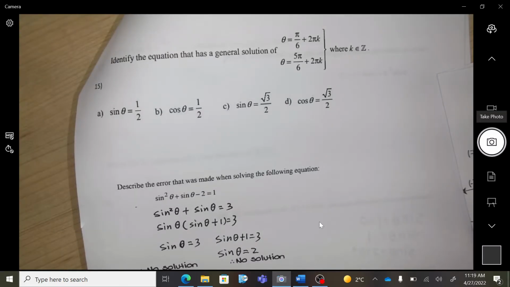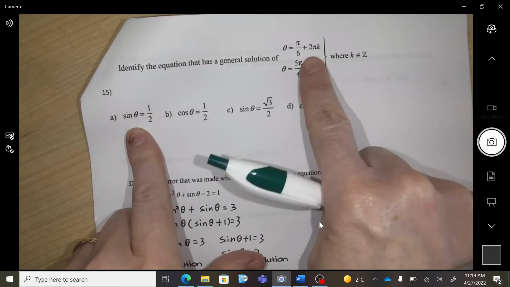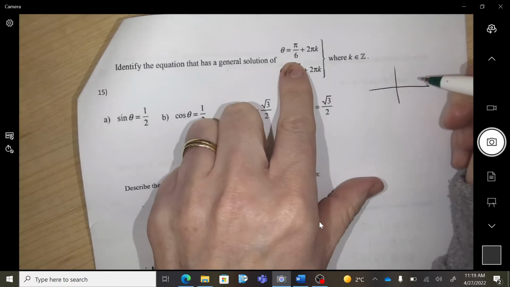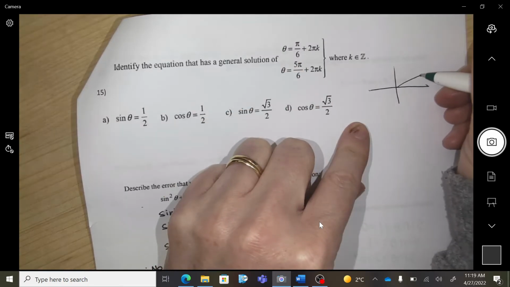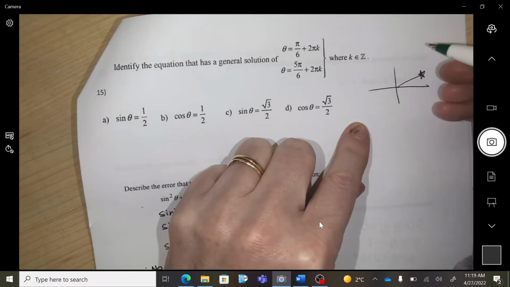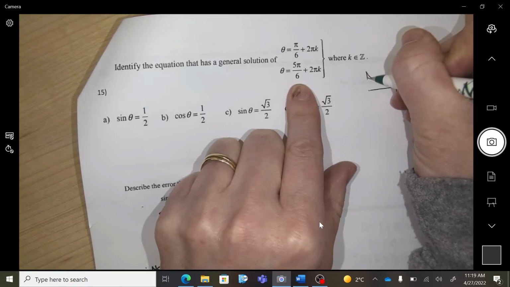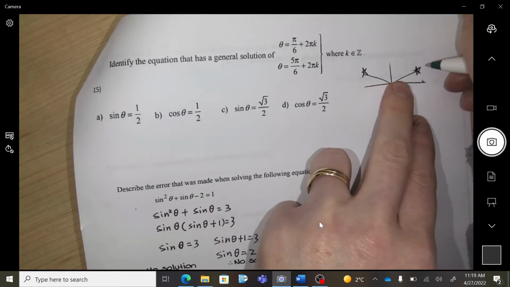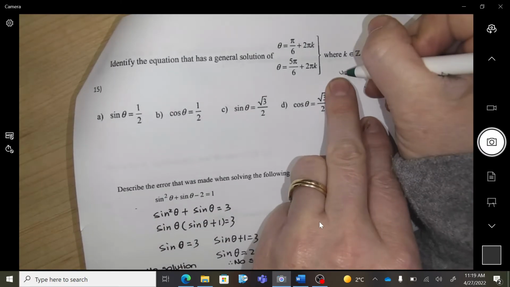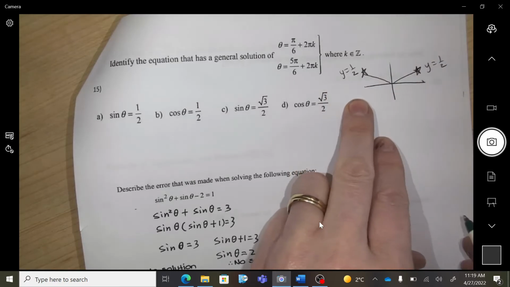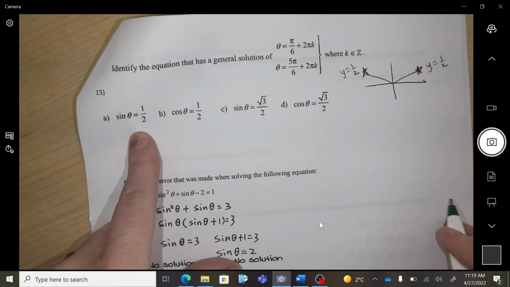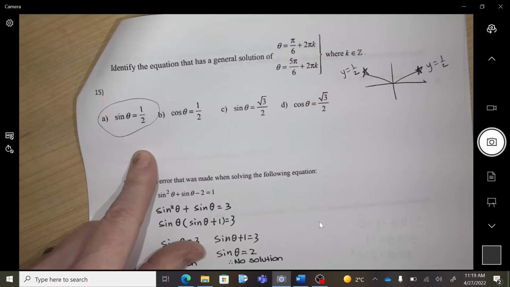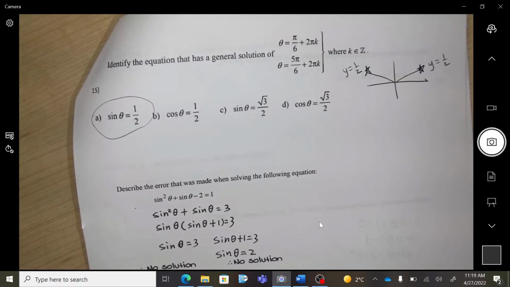Okay, this is the answer to which one of these. So I'm just going to talk about where these are. So pi over 6, we're right here. And 5 pi over 6 is right here. So what do those have the same? They both have a y value of 1/2. So y values are sine. So that would be the answer. It's a sine angle equaling 1/2.